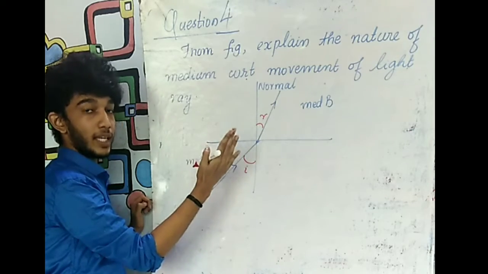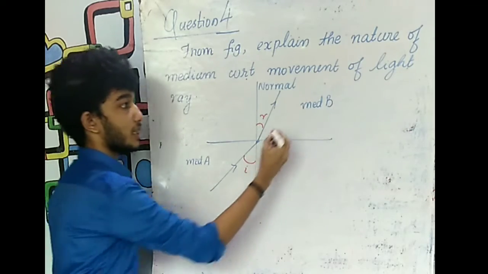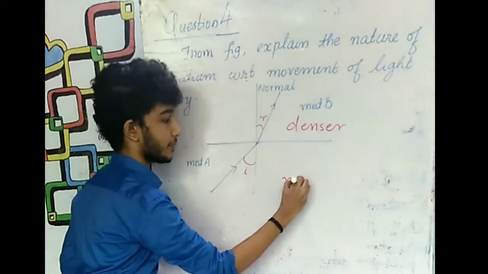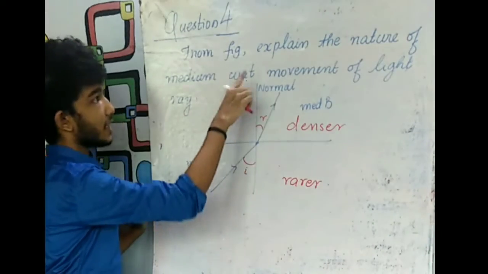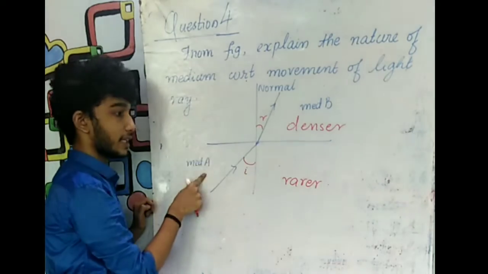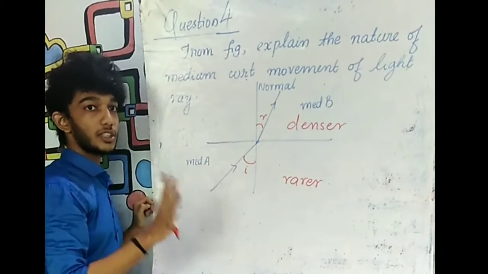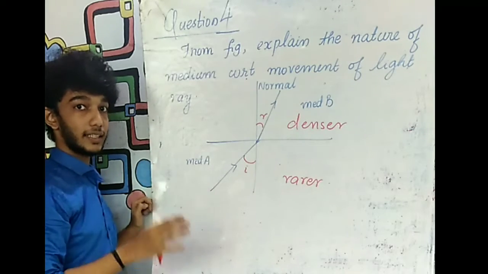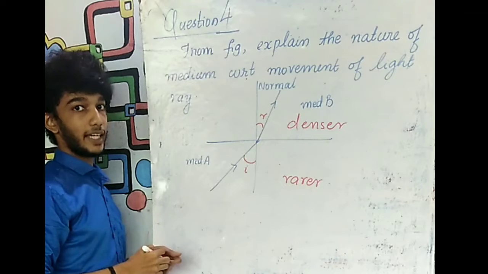towards the normal. Bending towards the normal means what? This will be a denser medium compared to this medium. Therefore, what can you explain about the nature of the medium? Medium B will be denser than medium A. This constitutes the complete answer. Medium B will be denser than medium A.